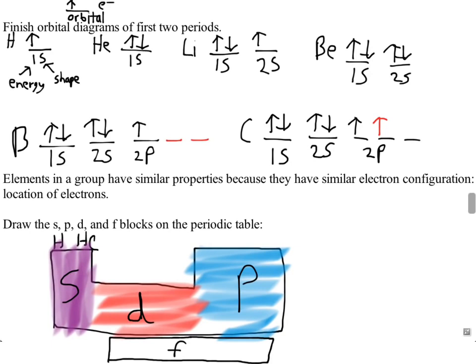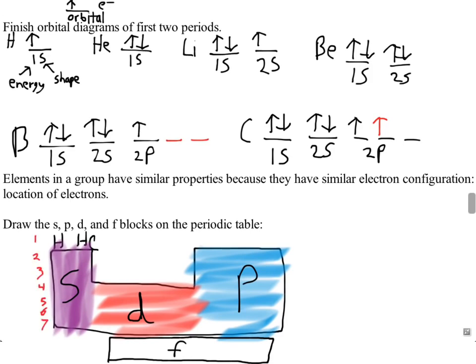So like 3s is lowest energy in the third energy level, and then 3p is a little bit higher than that, and then 3d is a little bit higher than that, so they each get higher like that. 3d actually winds up being a little bit higher in energy than 4s. It's kind of weird, but it's just math equations.